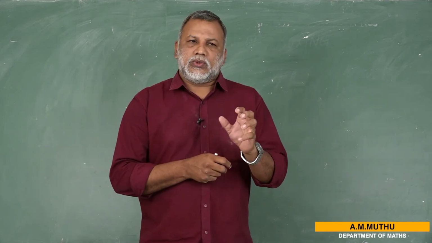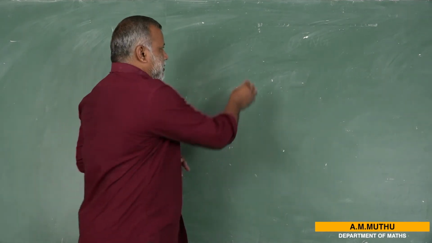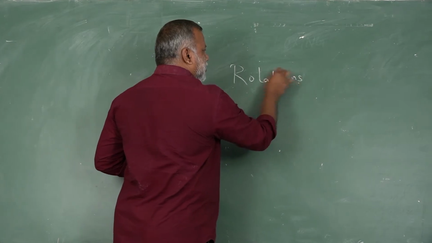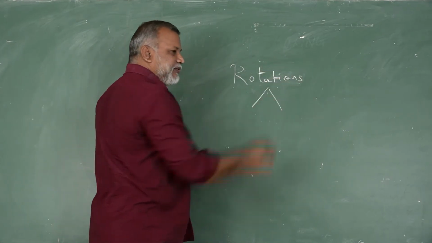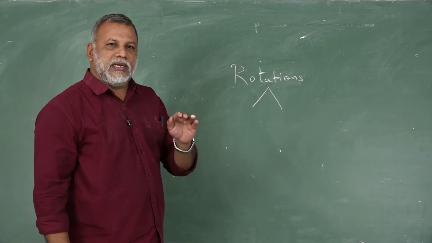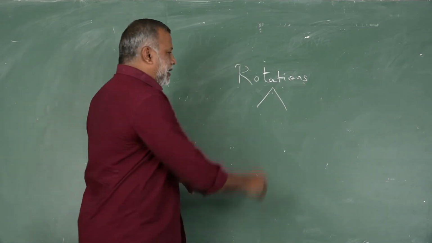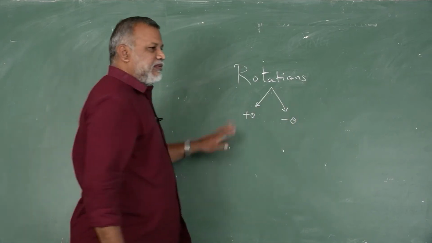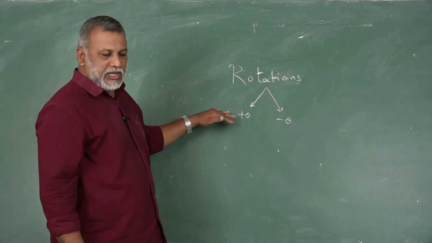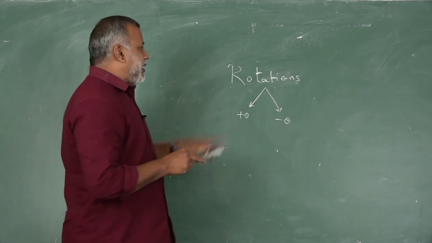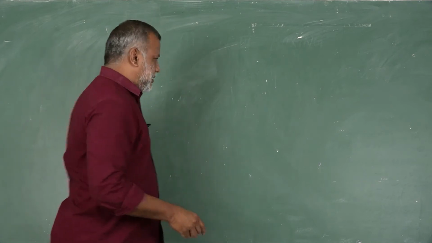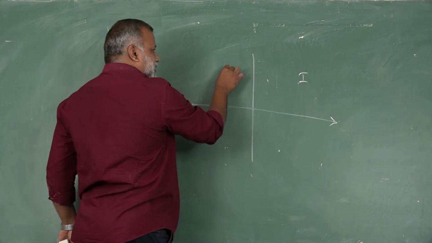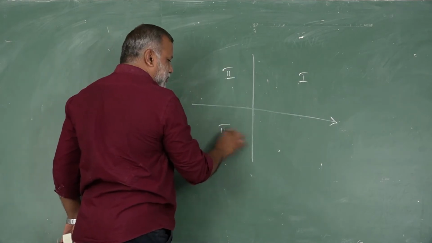What are the things we have discussed so far? Just the rotations. We already discussed rotations. There are two types of rotations: one is clockwise, another one is anti-clockwise. Anti-clockwise is positive theta, clockwise is negative theta. And again we discussed the quadrants: first quadrant, second one, third, fourth.